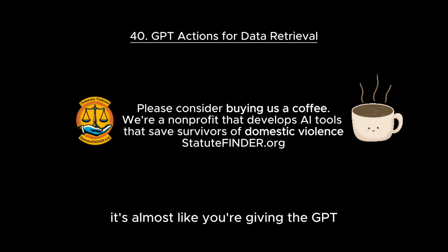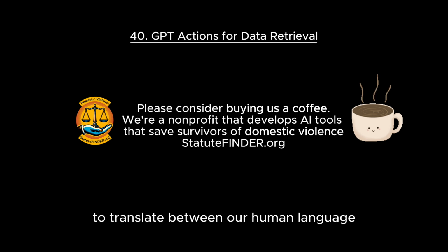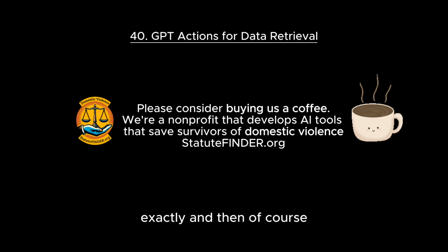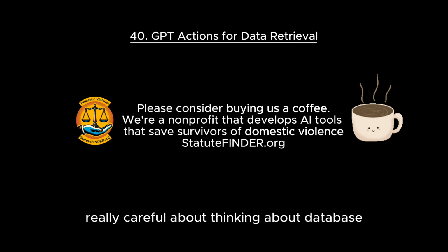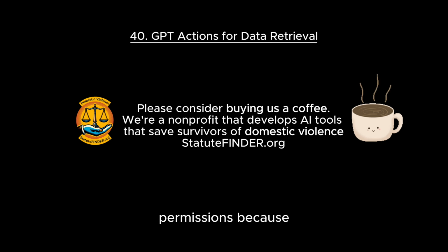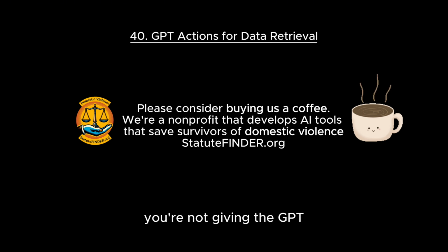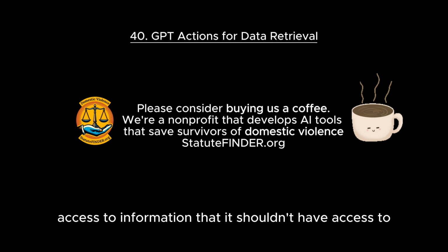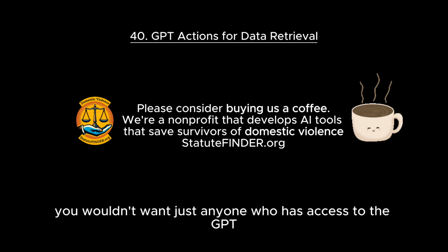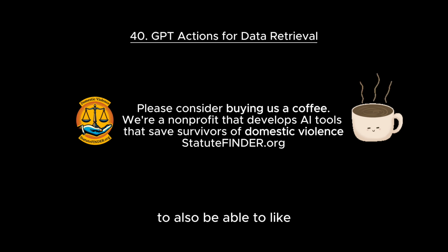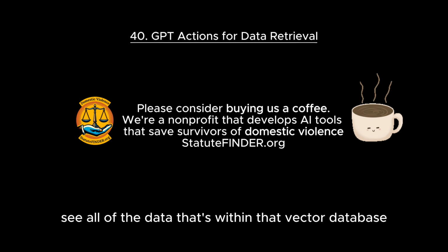Oh, okay. So it's almost like you're giving the GPT a dictionary to translate between our human language and the vector database language. Exactly. And security is just as important here as it is with relational databases. We need to be really careful about database permissions. Because vector databases are storing chunks of text, you want to make sure you're not giving the GPT access to information it shouldn't have. You wouldn't want just anyone who has access to the GPT to be able to see all of the data within that vector database.